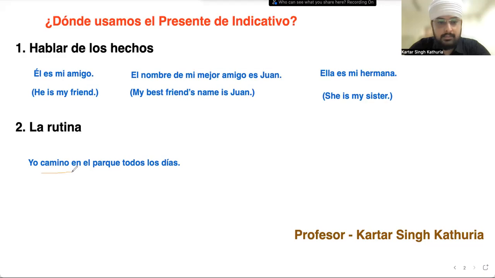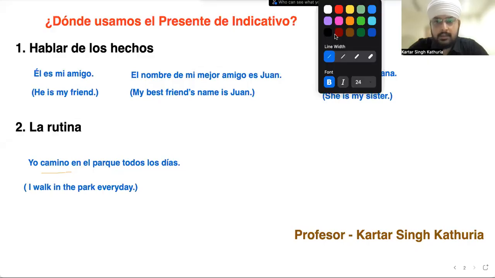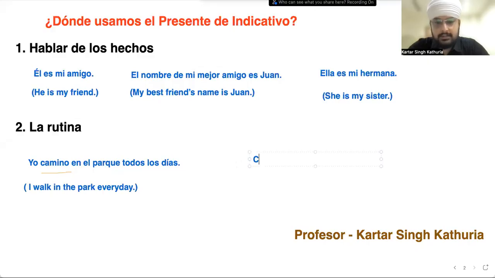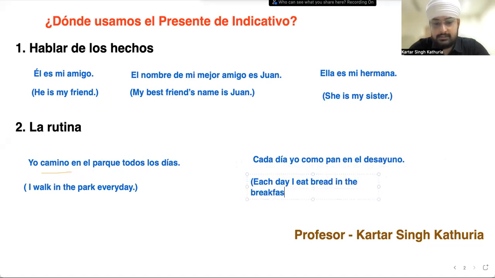Here, this is the verb. It means I walk the dog every day. Another example can be: cada día yo como pan en el desayuno. We are talking about the general things, day-to-day life things that we do in our lives. Each day, I eat bread in the breakfast.